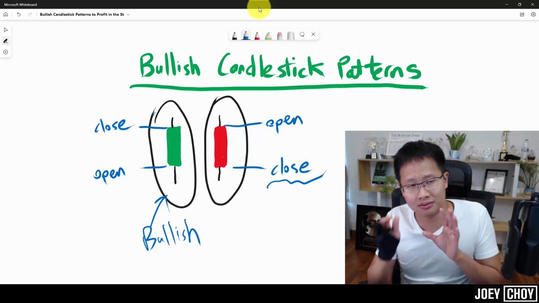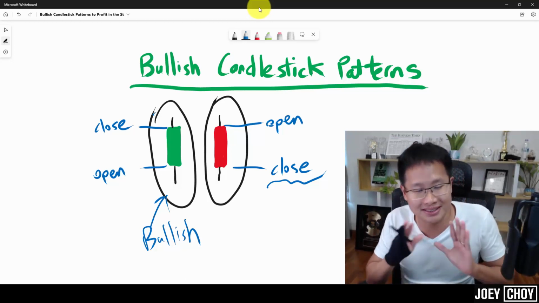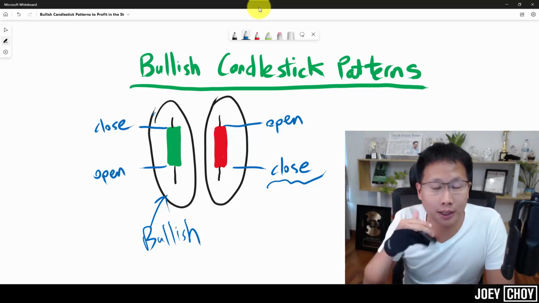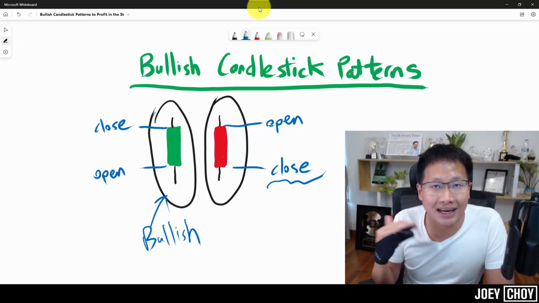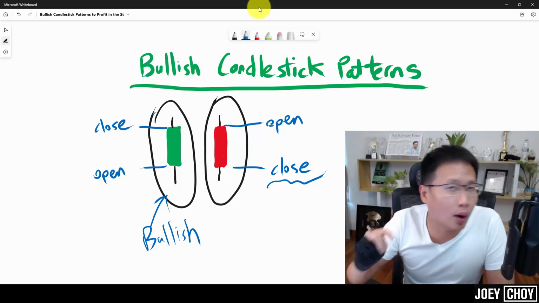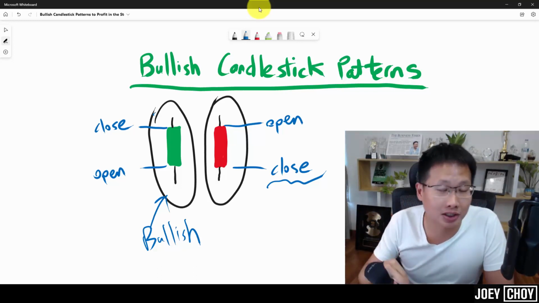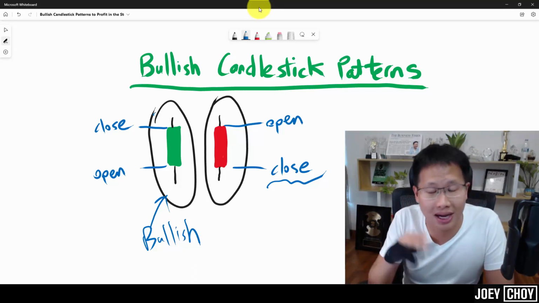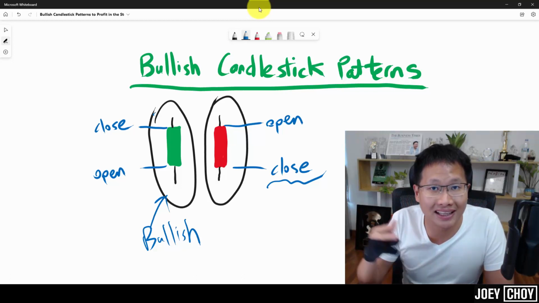This is just a very brief, very simple explanation, but what about some of those patterns that we can look out for that are more bullish? Before I talk about that, let's take a look at one more thing in terms of these 2 bars right here. So I think you understand the colors, red and green.